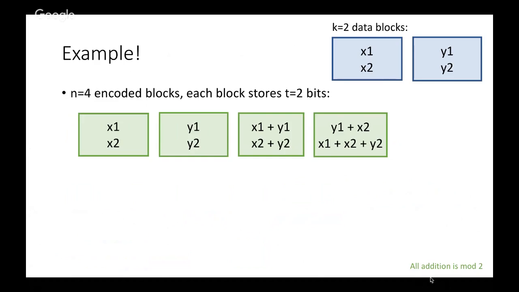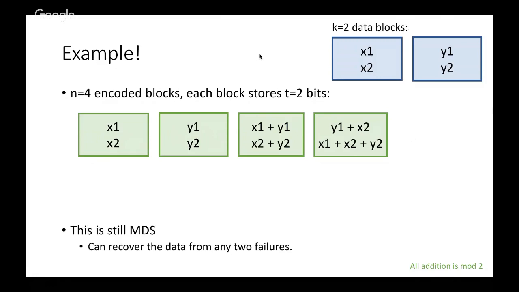So here's my example. I have 2 data blocks, and I'm going to think of each of them as a vector of 2 bits. My first data block has x1 and x2, and my second data block has y1 and y2. I'm going to encode these into 4 encoded blocks, each of which is storing 2 bits. My first 2 blocks are just the same as my data blocks. And then I have these 2 parity blocks where I've munged up the symbols x1, y1, x2, y2, like so. Okay. So I claim that this is still an MDS code.